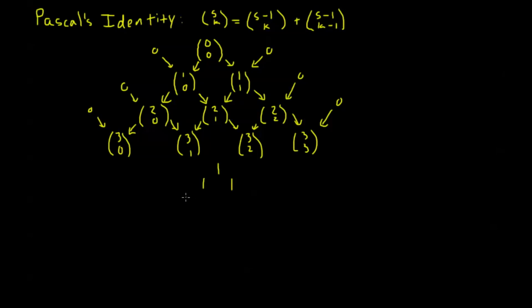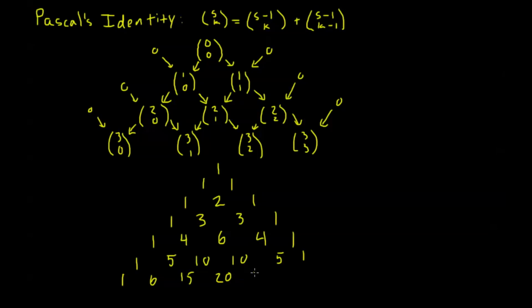Now for my next row, 1 plus 0 is 1, 1 plus 1 is 2, and 1 plus 0 is 1. For my third row, 1 plus 0 is 1, 1 plus 2 is 3, 2 plus 1 is 3, 1 plus 0 is 1. For my fourth row, 0 plus 1 is 1, 1 plus 3 is 4, 3 plus 3 is 6, 3 plus 1 is 4, 1 plus 0 is 1. And I'll do the fifth and sixth rows quickly: 1, 5, 10, 10, 5, 1, and 1, 6, 15, 20, 15, 6, 1.